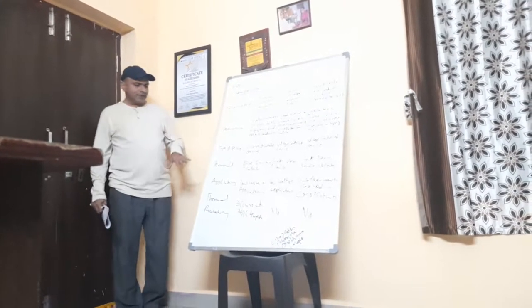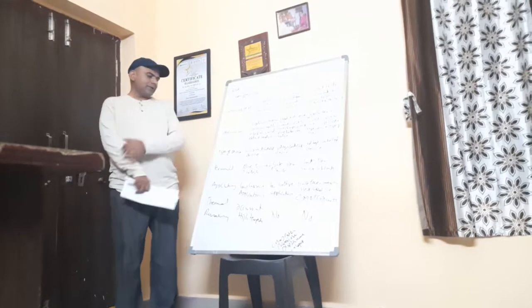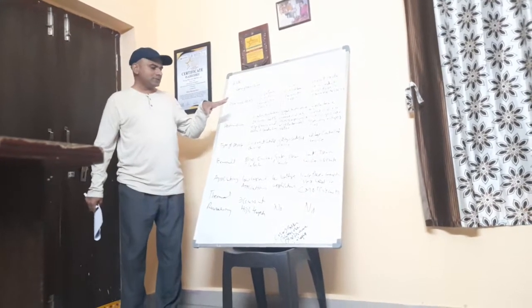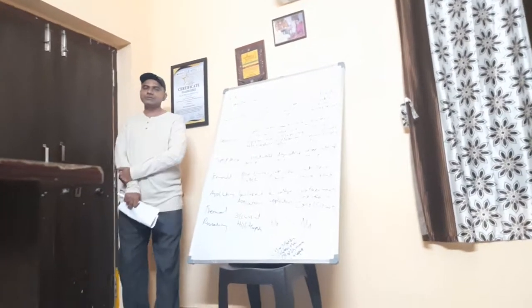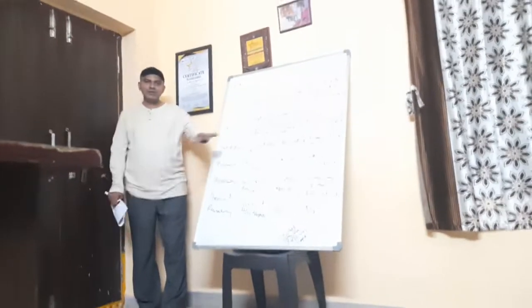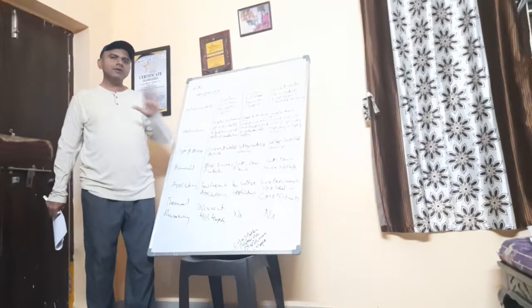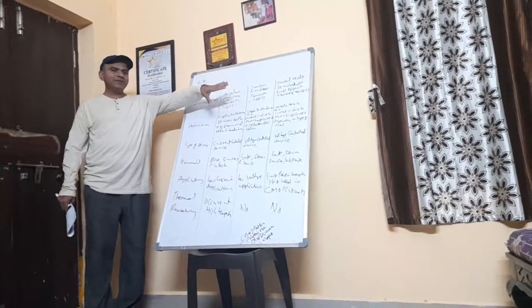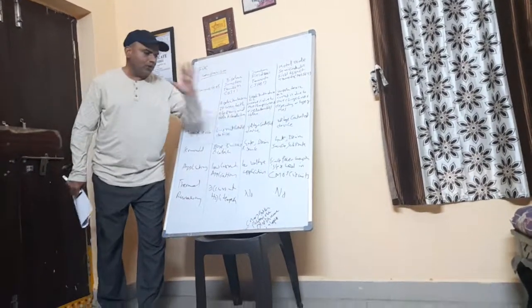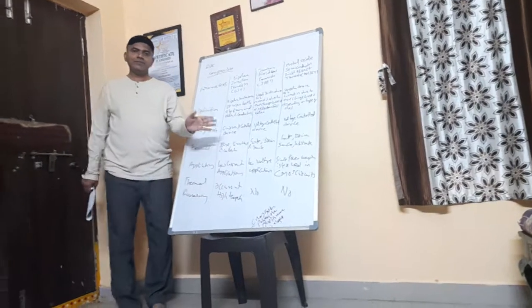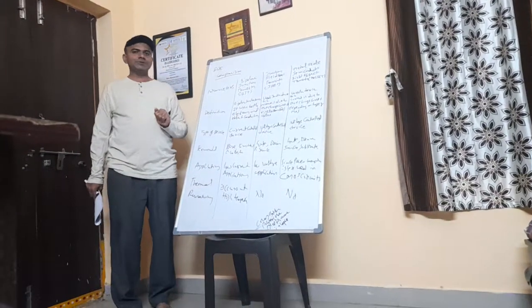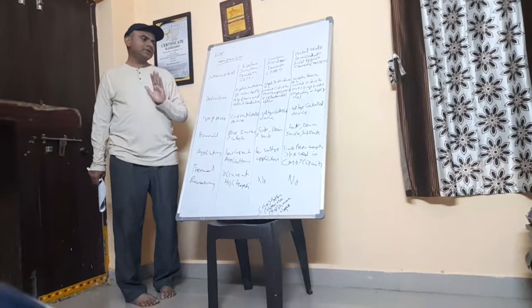Okay, so the next one is applications part. So bipolar junction transistor is used for the low current applications. Junction field effect transistor is for the low voltage applications.